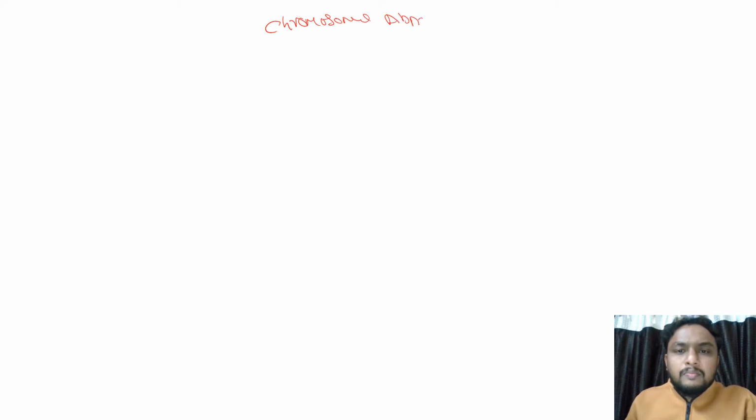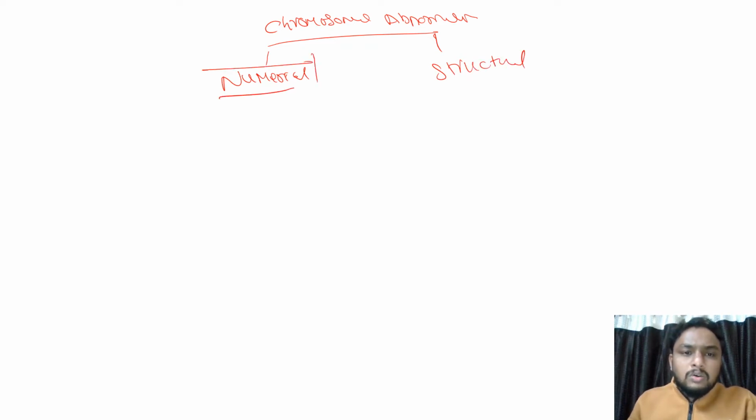Structural abnormalities of chromosomes. In the previous video, we discussed the chromosomal abnormalities. That is two types, numerical and structural. In the numerical, there is an increase in the number of chromosomes or an increase in the number of sets of chromosomes, which we have seen.